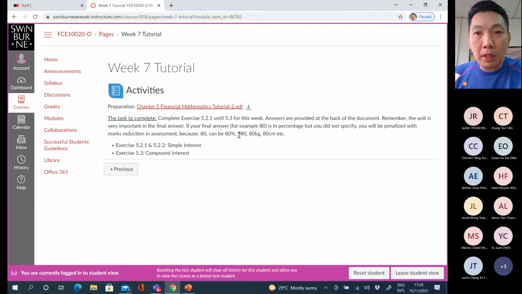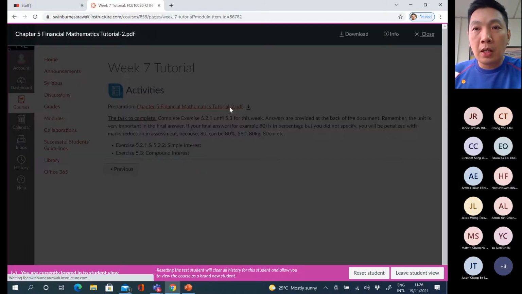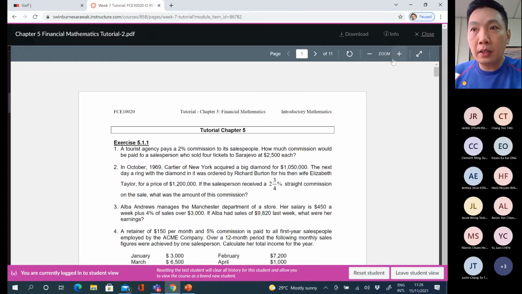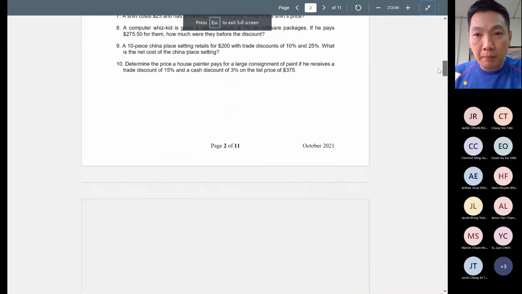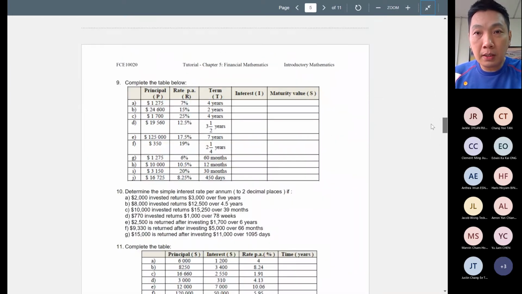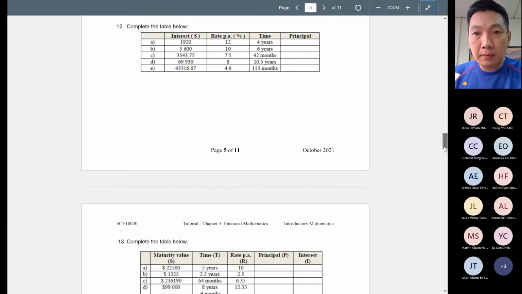For the tutorial questions that you have to do for this part, you have to start from section 5.1 until 5.3. 5.1 and 5.2 cover the topics of simple interest questions, and then 5.3 covers the compound interest questions. I understand you have time constraints, so if you are able to finish all the questions, what you can do is skip those questions that involve a table like this. You can skip, okay, no need to do. You just focus on the case study.